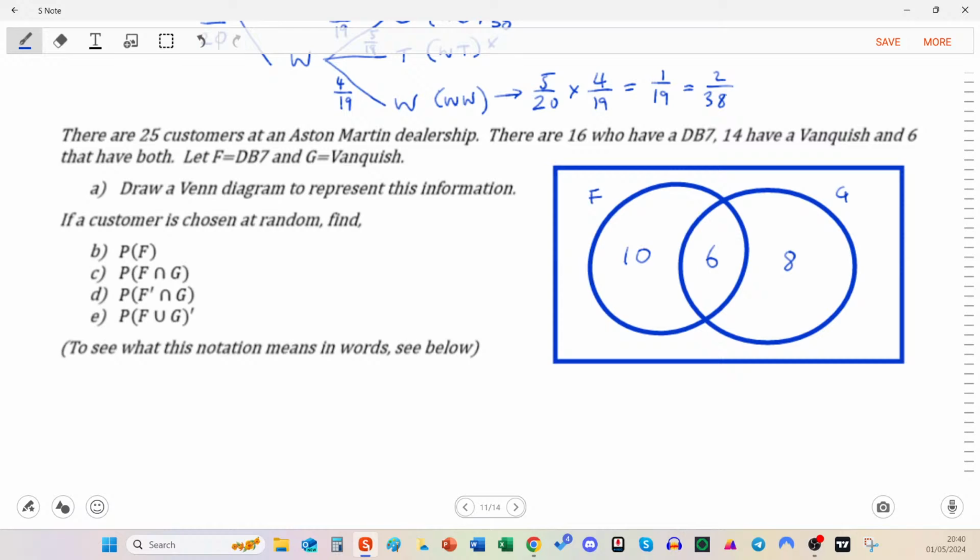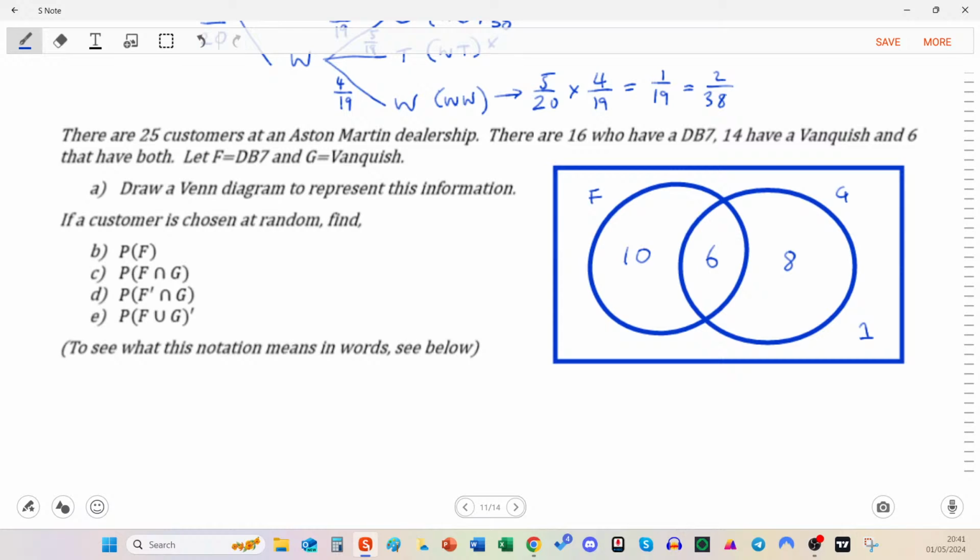But now there's a bit missing, perhaps, because there's 25 customers. So what does this add up to? 16, 24. So the last one goes on the outside, and this customer doesn't have any. So maybe they totaled it, or maybe they're about to buy. Who knows? But they are a customer. If a customer is chosen at random, that's the key point. They have to be chosen randomly.